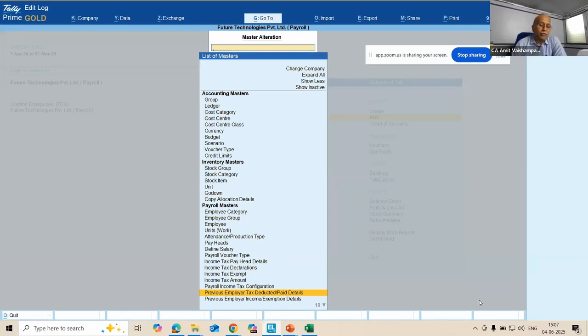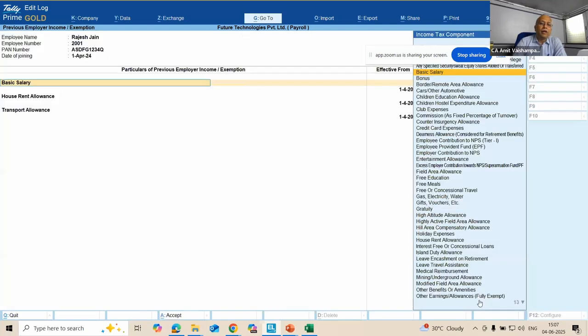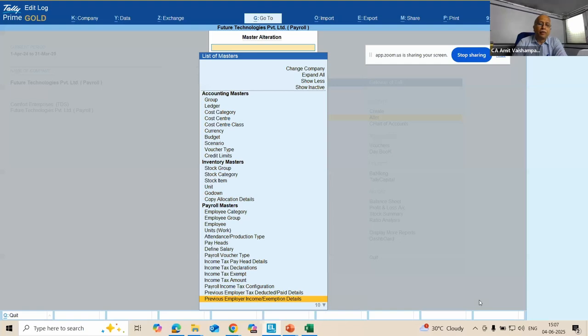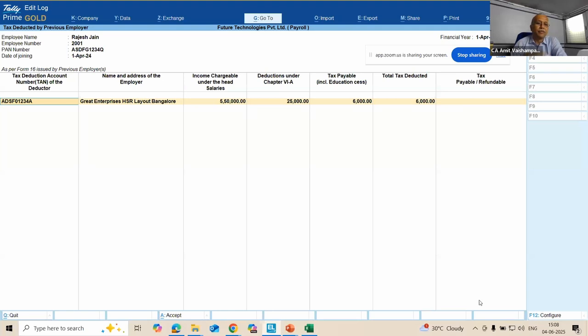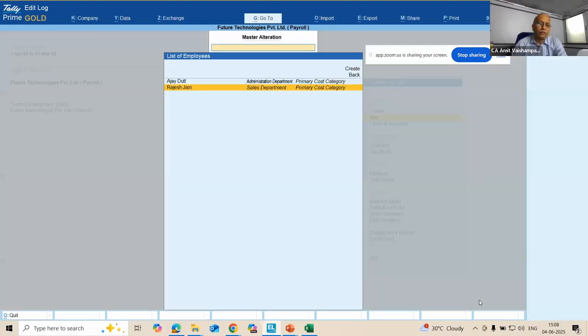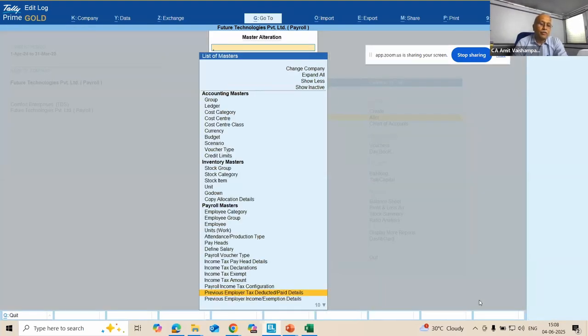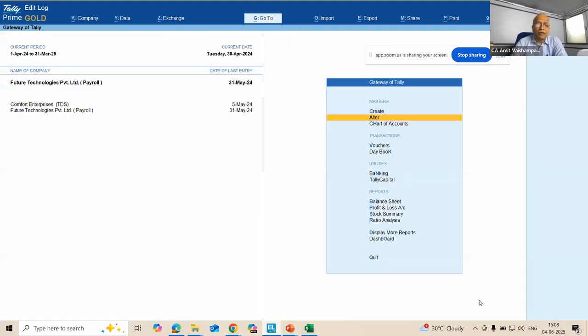Now, there's one more requirement of data from previous employer. There's a possibility that there's a salary coming from a previous employer, and there is also income coming from the previous employer. So this is a place where you declare the income from the previous employer, and this is the place where you declare the tax that has been deducted by the previous employer. If this information is available with you, you can feed this information here, right? So that your Form 16 and your TDS returns will be more appropriate as compared to the rest of the data.